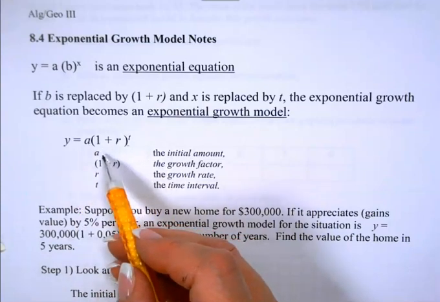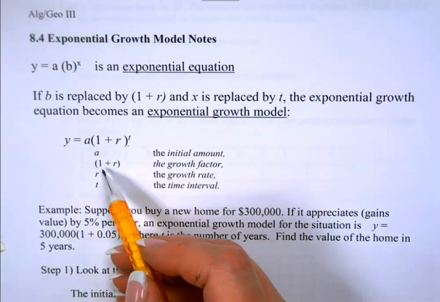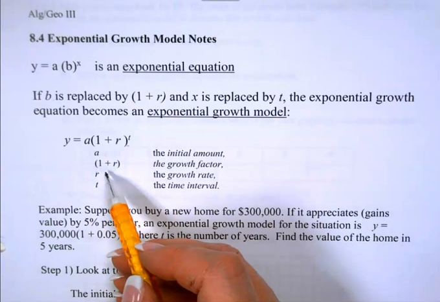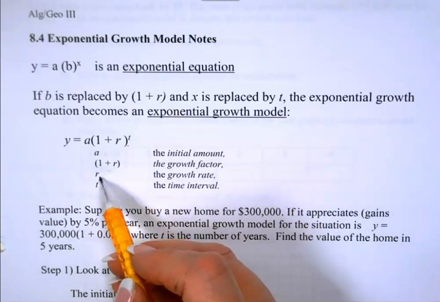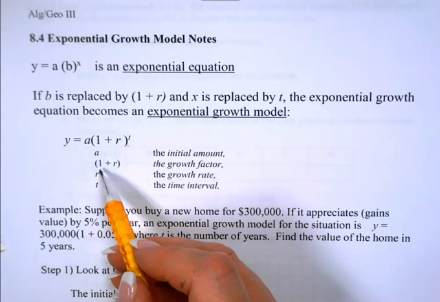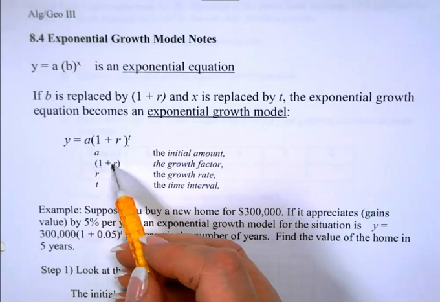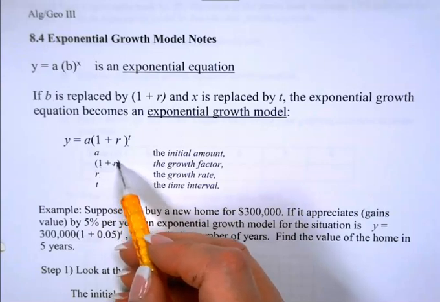A is your initial amount, or the amount you begin with. 1 plus r is the growth factor. R is the growth rate. This 1 in the formula means you have 100% of what you started with, plus it's growing by a little bit, and the little bit it grows by is your rate.